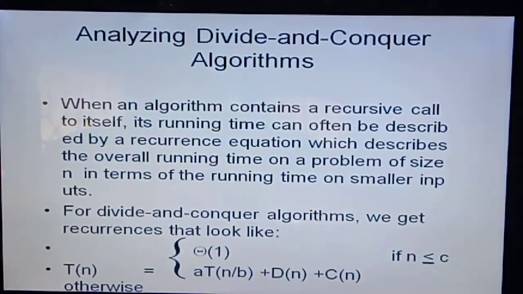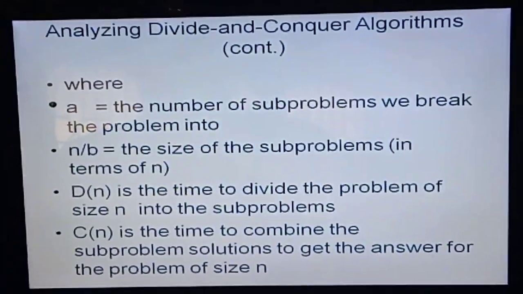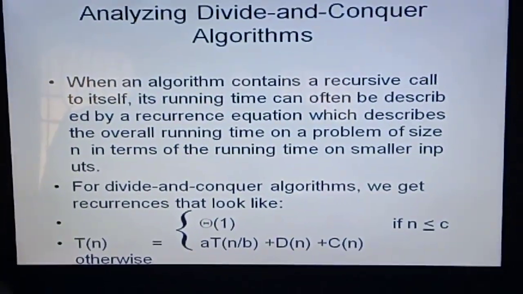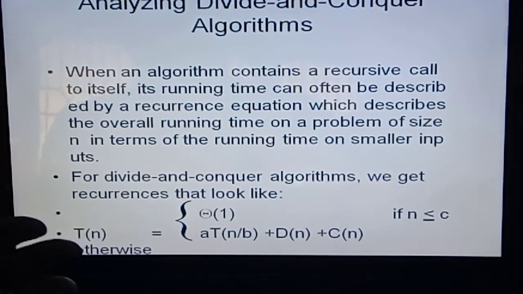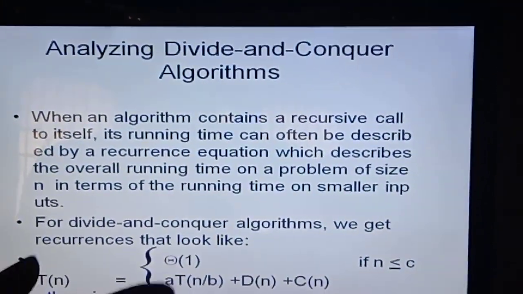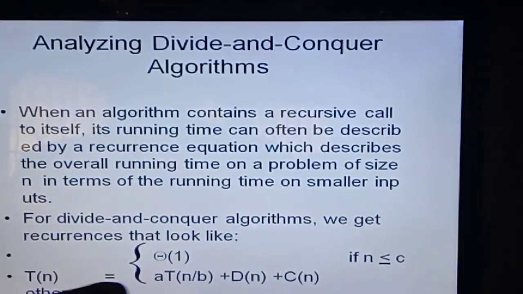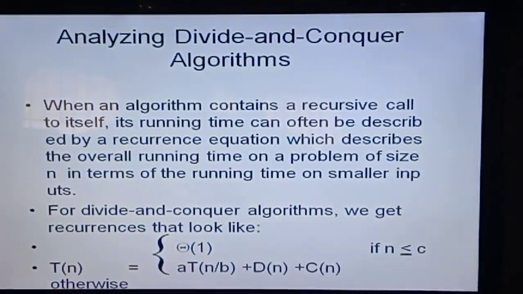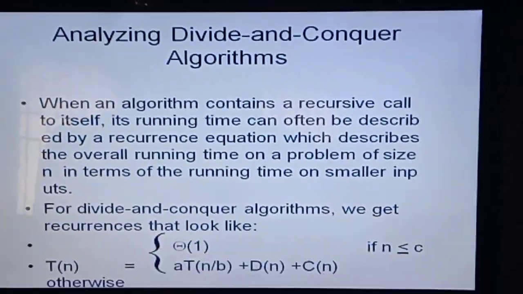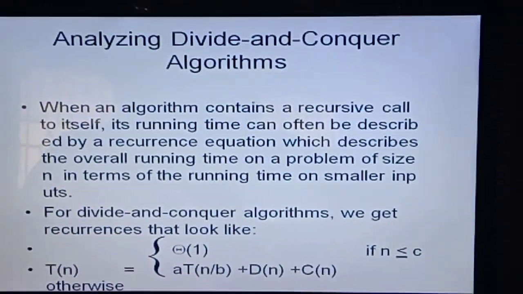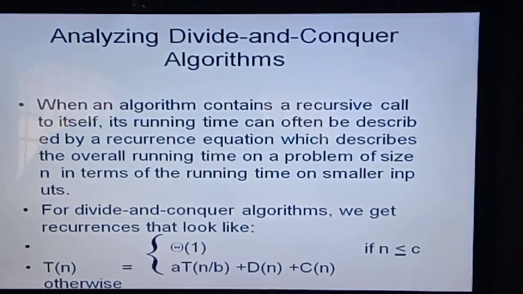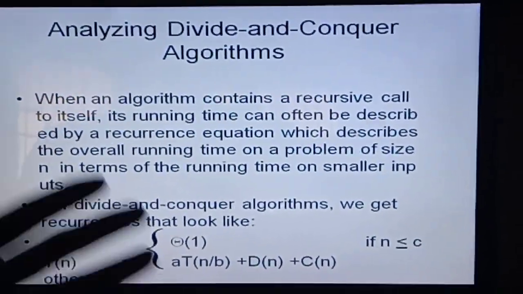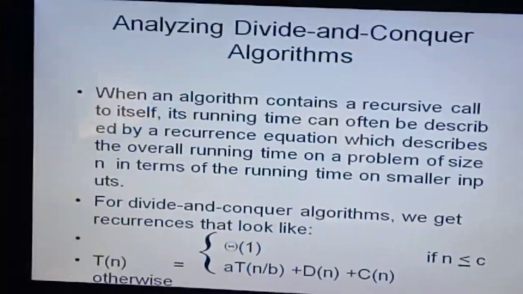Otherwise, where theta of 1 is when n is less than or equal to 1. Otherwise, when n is greater than 1, then we calculate time complexity using the second one, that is a T(n/b). n/b is the size of the subproblem, and you add the time complexity of the number of subproblems. a is the number of subproblems, and T(n/b) is the time for each subproblem, and these are the factors which are recursively affecting.